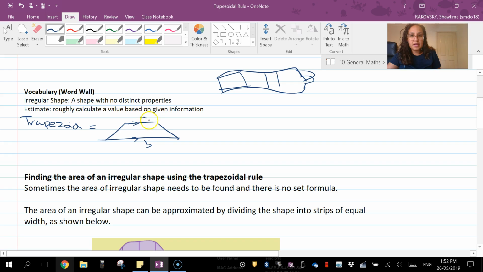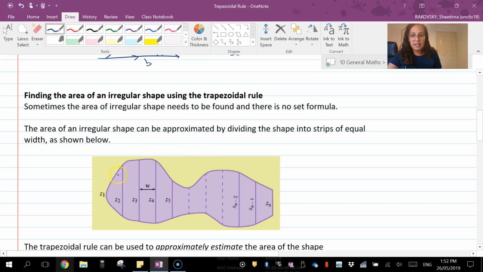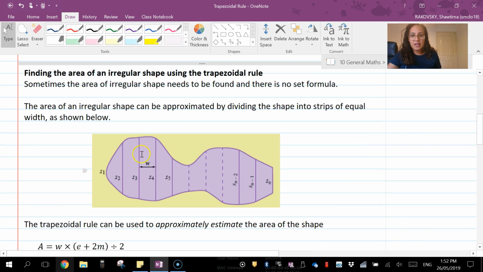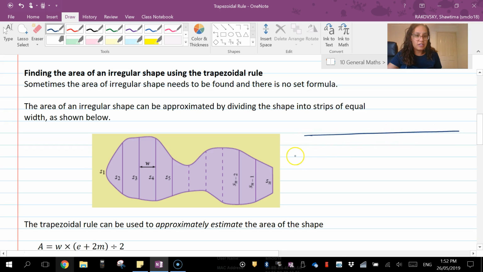When we find the area of it, we take A plus B, find the average of those, and then multiply by the height, which is perpendicular to A and B. That's generally what we do for a trapezium or trapezoidal shape. When we're doing these irregular shapes, essentially we're taking our shape and cutting it into lots of little strips. If you joined all those strips side by side, you'd end up with a really long trapezium.